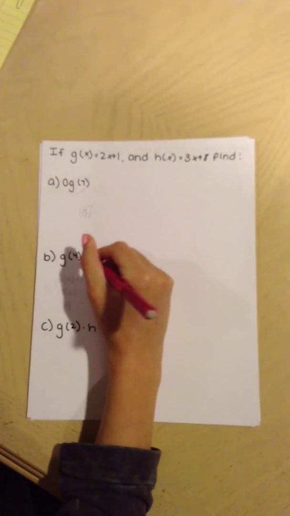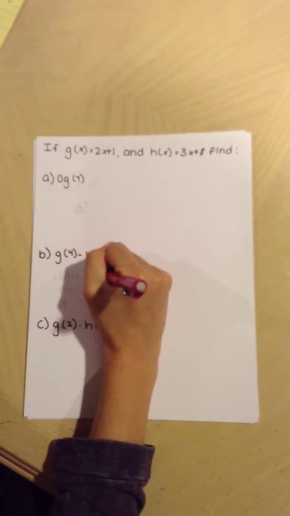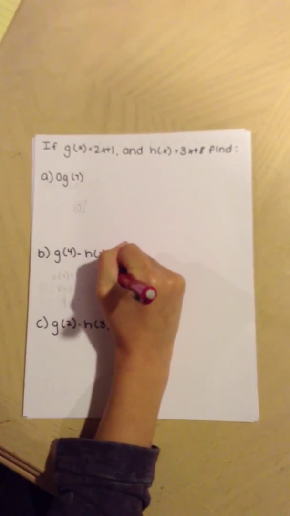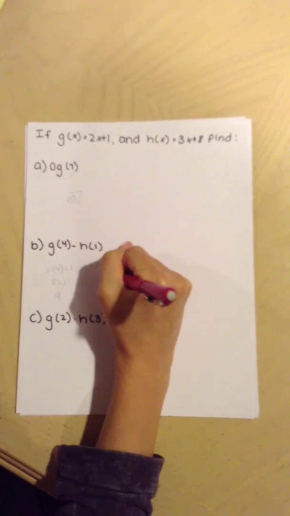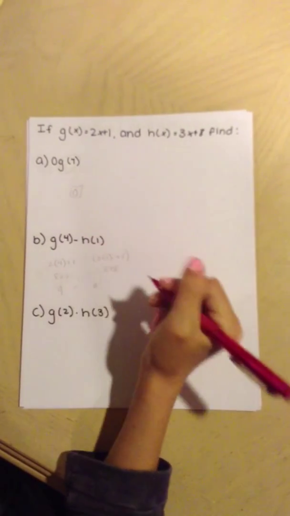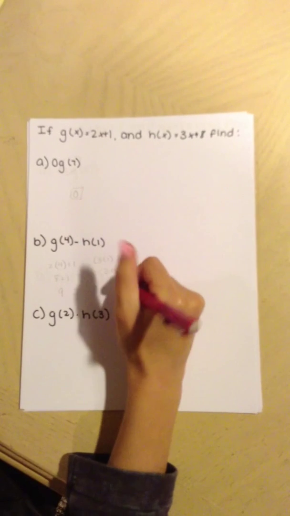Minus, now h of 1. So that's going to be 3 times 1 plus 8. So it's going to be 3 plus 8, which is 11, and 9 minus 11 is negative 2.